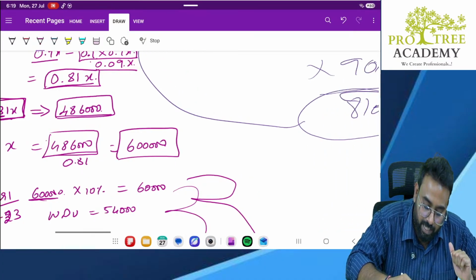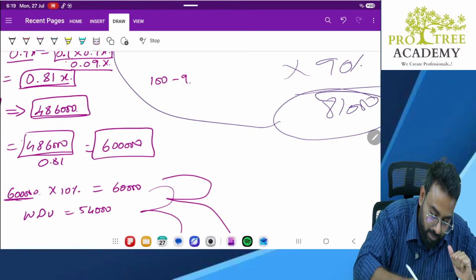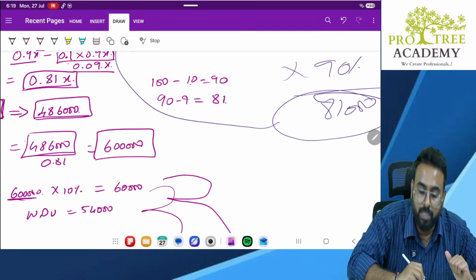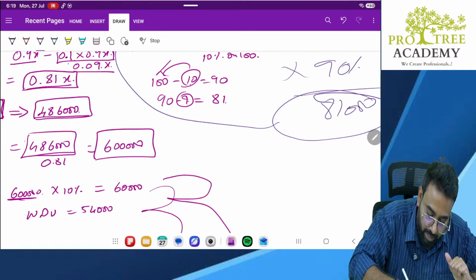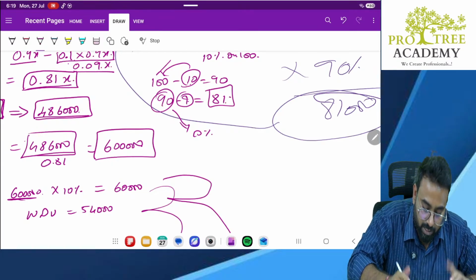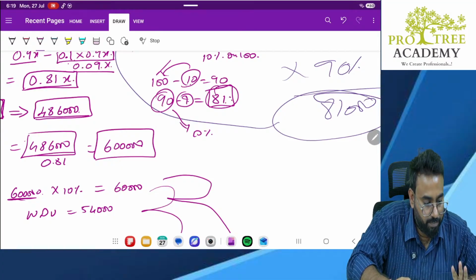Sir, how 81, sir? How 81 is simple, sir. First year 100 minus 10 is equal to 90. Next year 90 minus 9 is equal to 81. Sir, how did you get this 10 and 9? Sir, this is nothing but 10% on 100. Here 10% on 90. So, in other words, 4,86,000 represents 81%.